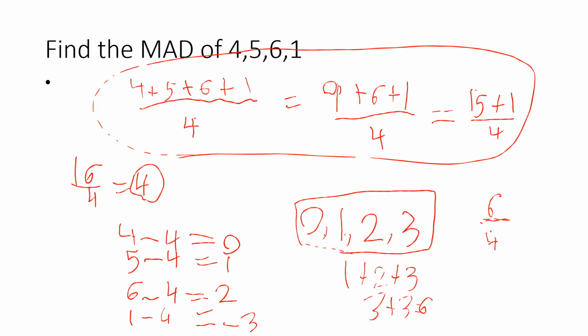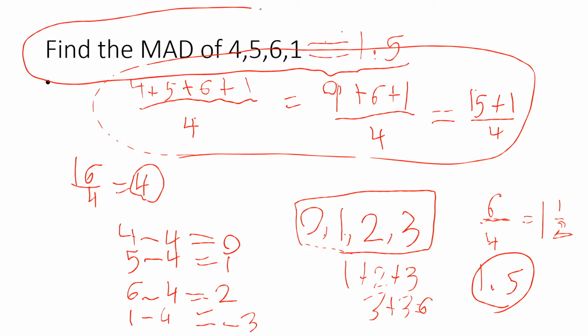So now we are going to do 6 divided by 4, which is 1 1/2, and 1 1/2 is nothing but 1.5. So that means the MAD of 4, 5, 6, and 1 is equal to 1.5. And with that being said, let's move on to the next question.